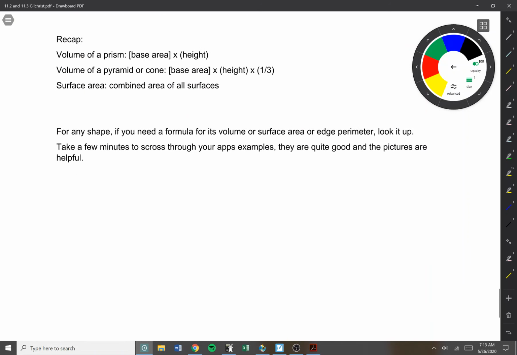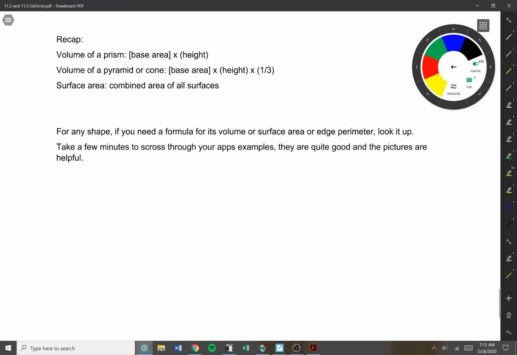So to recap, the volume of a prism is the base area times the height. The volume of a pyramid or a cone is base area times height times a third. Surface area is the combined area of all surfaces. And for any shape, if you need the formula for its volume or surface area or edge perimeter, just look it up. Just Google it and you'll find it.